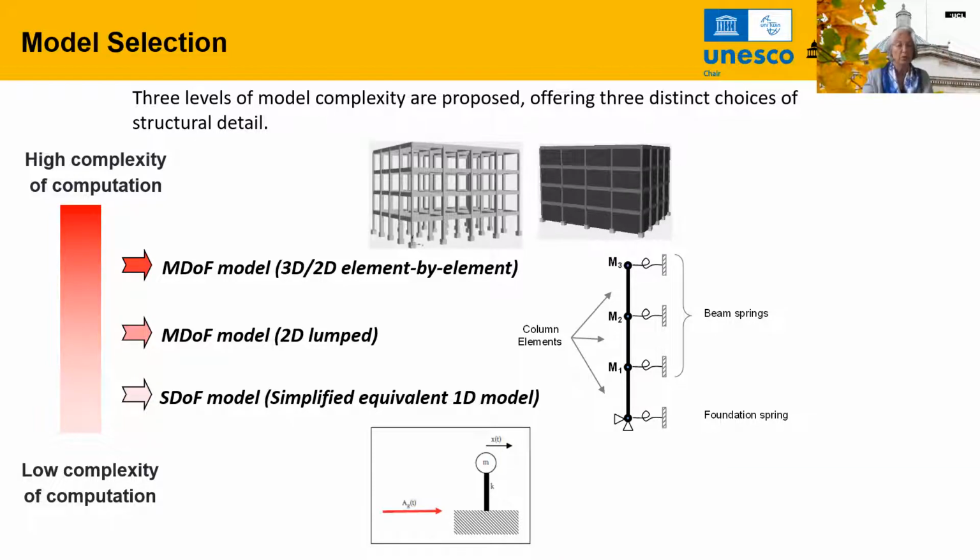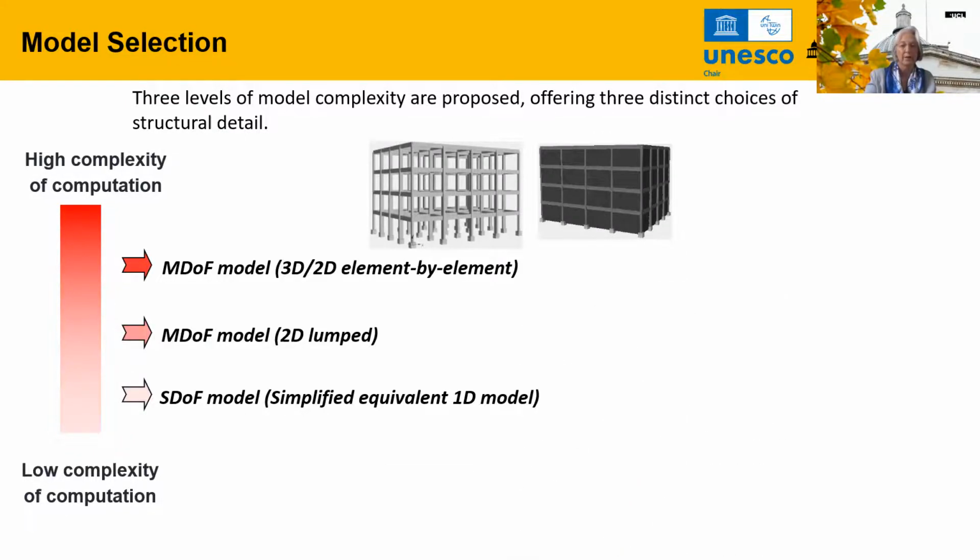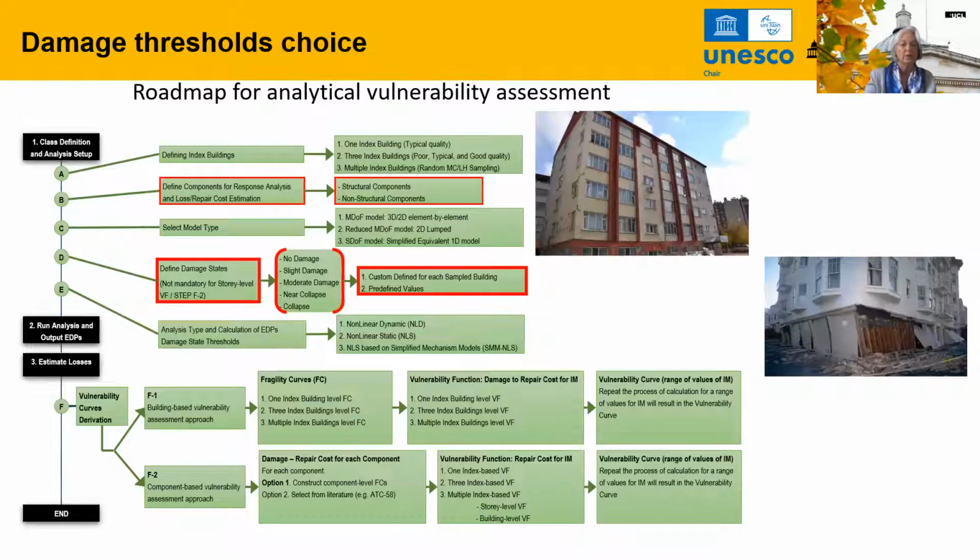The simpler the model, the larger the number of assumptions, and the larger the uncertainty that you make. The more detailed the model, the closer to the real behavior you might arrive at in the simulation. So once that is done, we then need to define the level at which we define the damage thresholds for each of these index buildings or building types.